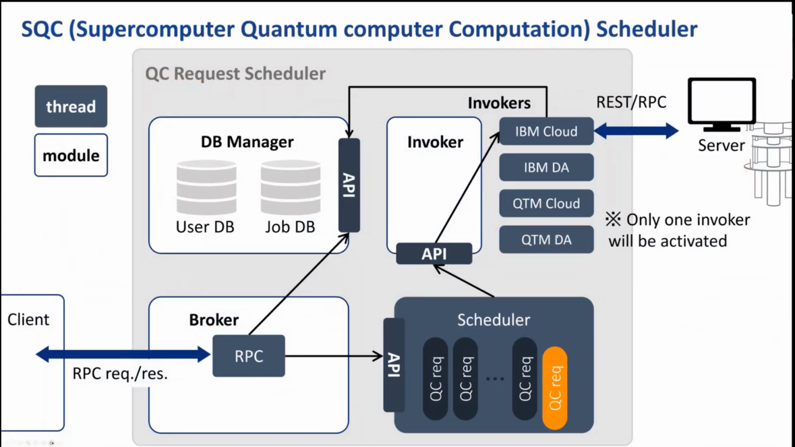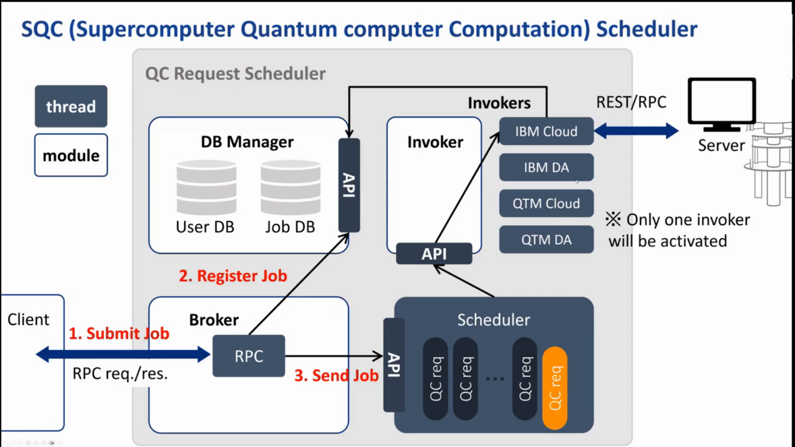This diagram shows the inside of our quantum scheduler. First, a client sends a request to the broker module. The broker module is in charge of the communication between the client library and the scheduler. Then it registers the job to a database, and currently we use SQLite. This is also sent to the scheduler core, and the scheduler core sends it to the invoker module. The invoker module has several different API modules to contact the different APIs of the quantum backend servers.